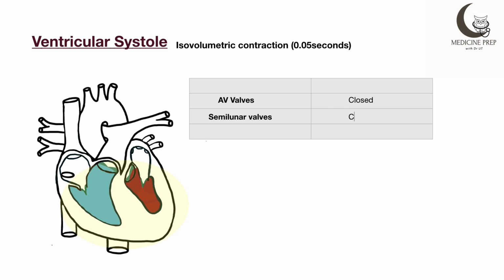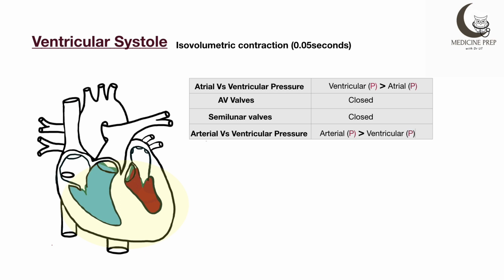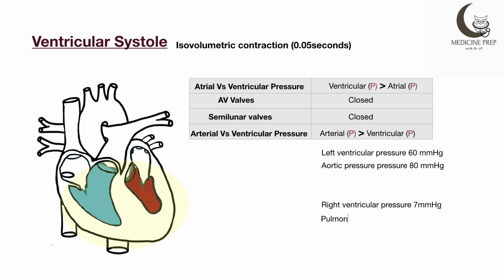And even though the ventricles continue to contract, the ventricular pressure will be greater than the atrial pressure. But because your semilunar valves are closed, your ventricular pressure will still not be greater than the pressure in the aorta and the pulmonary arteries. Now, there's also a slight difference in the pressure values between the left and the right side of the heart. The left ventricular pressure is about 60 mmHg, whereas your aortic pressure is 80 mmHg during systole. And your right ventricular pressure is 7 mmHg, whereas your pulmonary artery pressure is 10 mmHg.